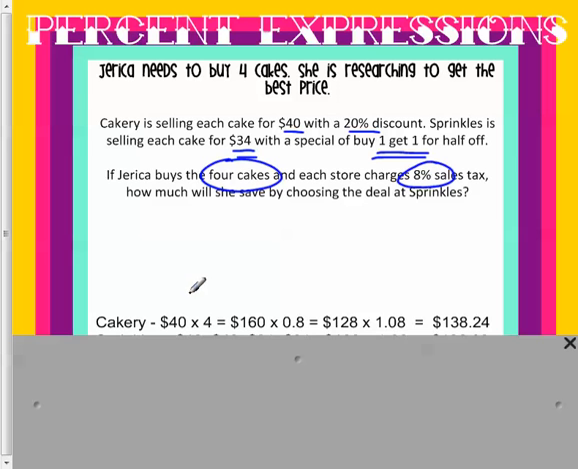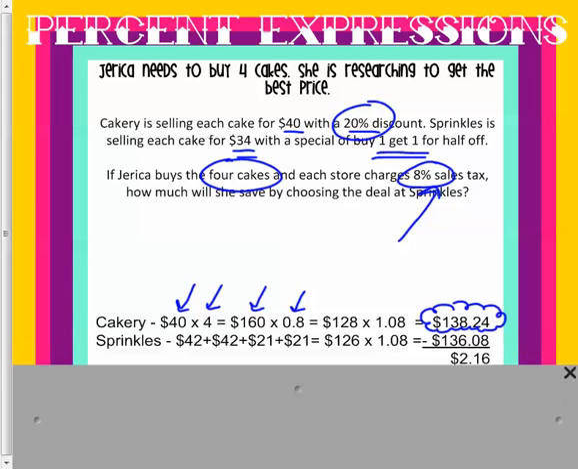So at Cakery, I want you to watch me. You don't have to write this down yet. I want you to pause what you're doing and watch me. $40 times 4. She's going to pay $160, but she's getting a 20% off discount, and that's why she's only paying 80%. So she's paying $128 for 4 cakes. She's got to pay, though, an 8% sales tax. So she's paying 100% of this plus 8%, so 1.08. So her total at Cakery is $138.24.